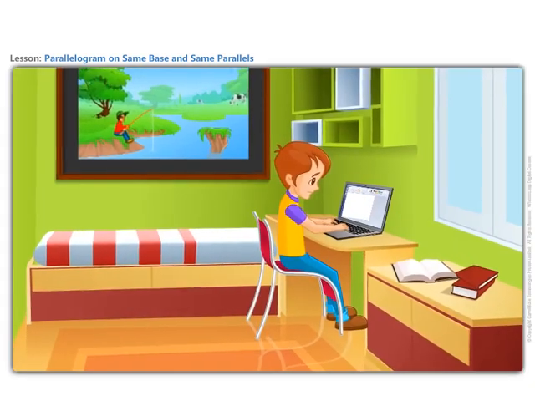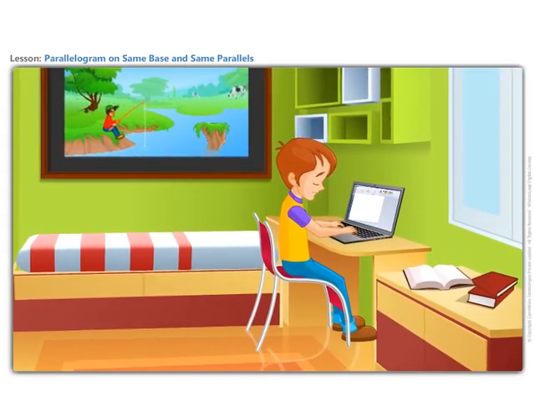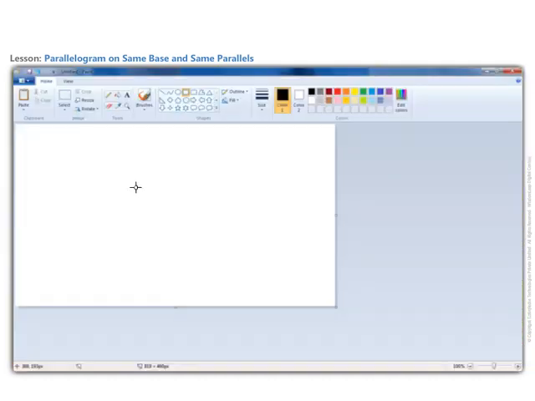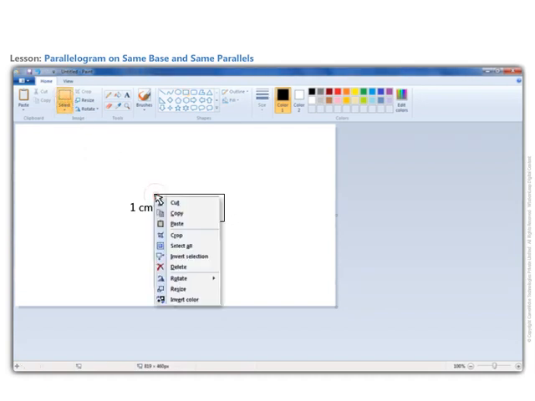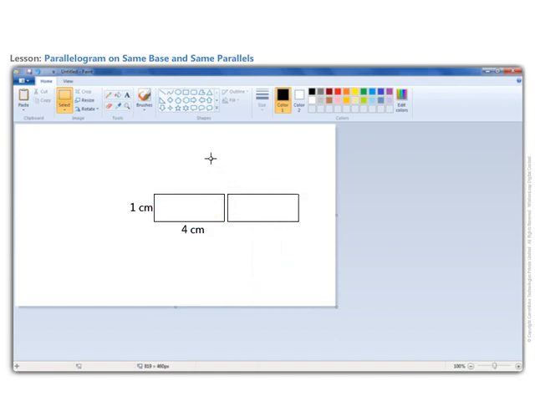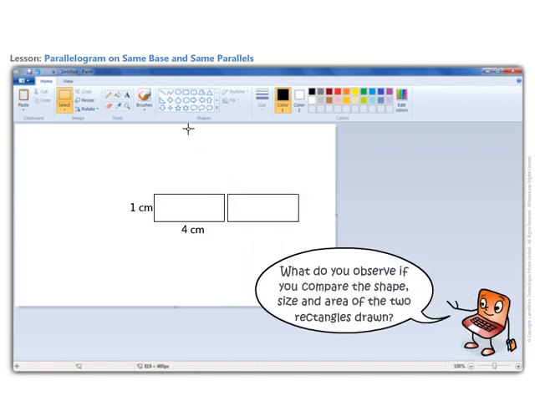Look, Carl is working on the computer. He is doing an assignment given by his teacher. By getting familiar with the drawing tools of Paint, he draws a rectangle of length 4 cm and breadth equal to 1 cm. He then uses the copy option to copy the figure drawn and pastes the same to get another rectangle. What do you observe if you compare the shape, size, and area of the two rectangles drawn?